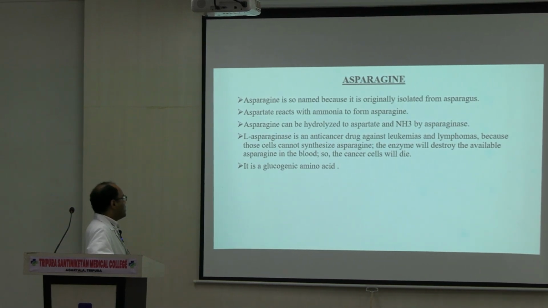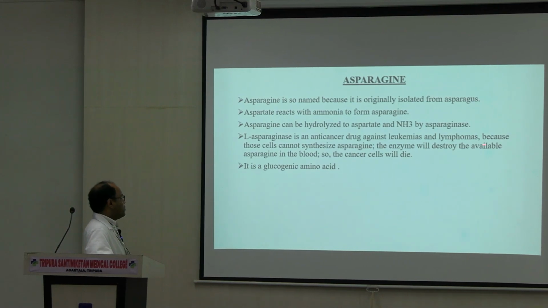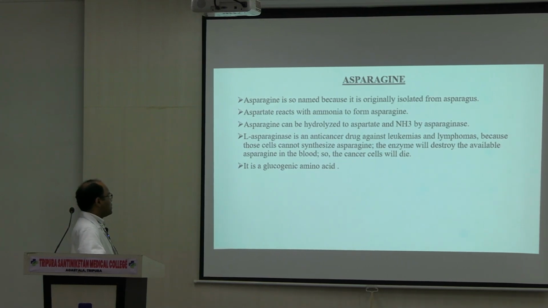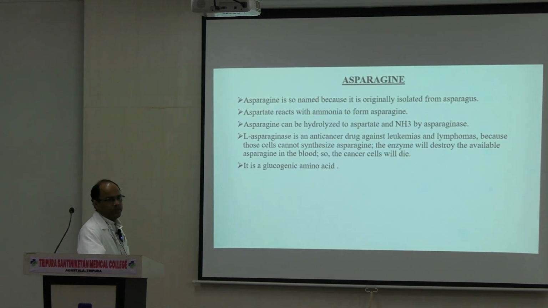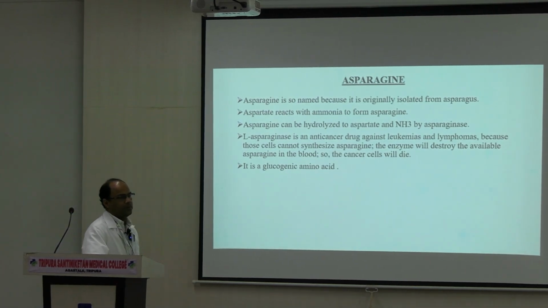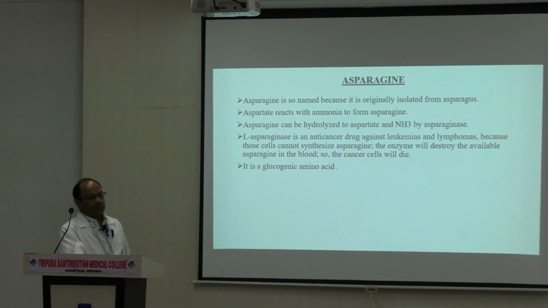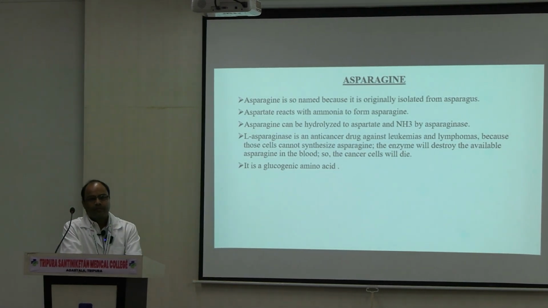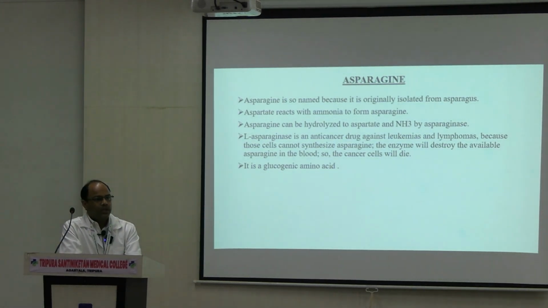This is because these cells cannot synthesize asparagine. So the enzyme will destroy the available asparagine in the blood, and the cancer cells will die. This is the use of asparagine, and it is a glucogenic amino acid. Okay. So this is the use of asparagine, as cancer therapy.